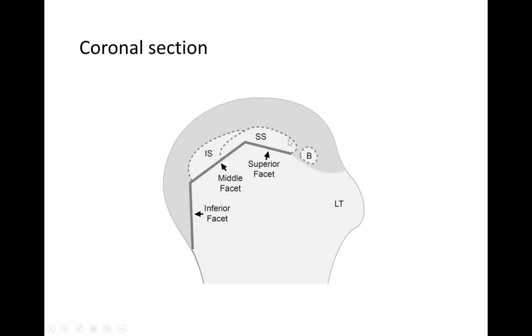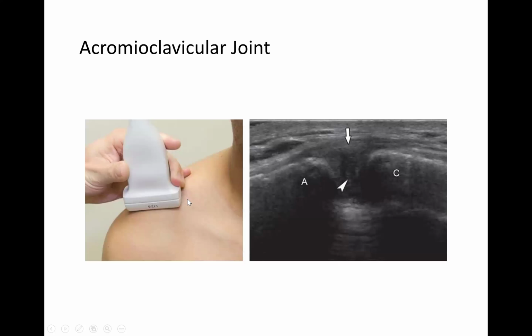Again, here we can appreciate the lesser tubercle, the greater tubercle, and in between the greater tubercle and the lesser tubercle lies the long head of the biceps tendon. The greater tubercle has three facets. The superior facet provides attachment to the fibers of the supraspinatus. The middle facet has a few fibers of the supraspinatus along with the attachment of the infraspinatus, and the inferior facet provides attachment to the teres minor.